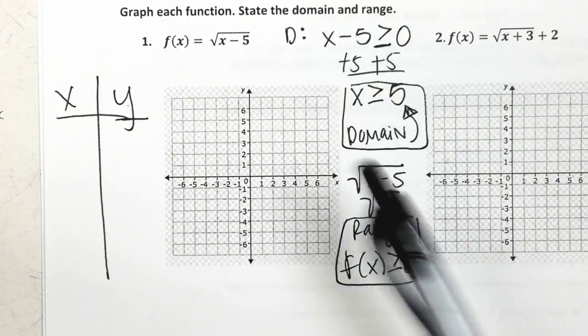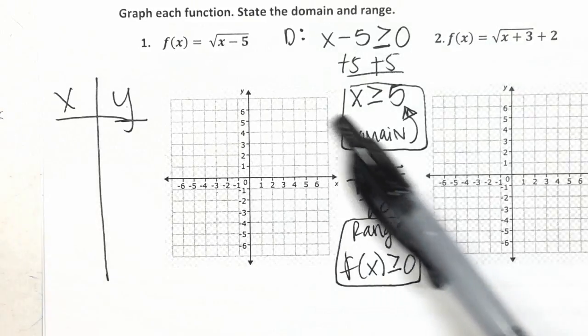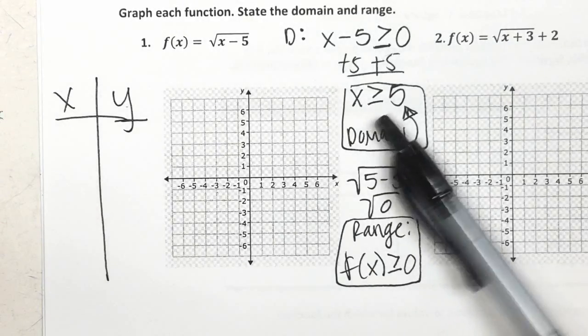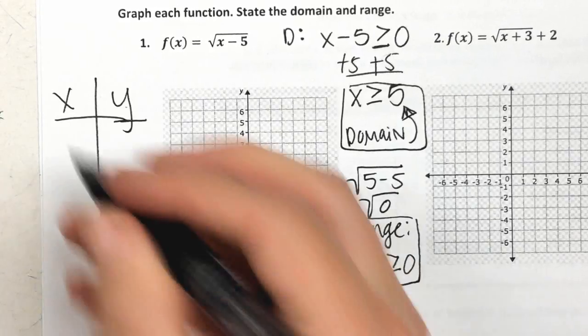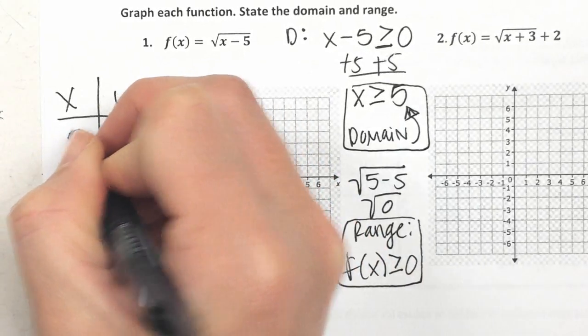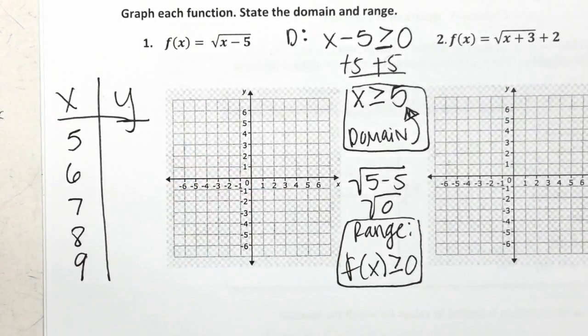Can we pick 0 for one of our x values? No. Why? It has to be greater than or equal to what? 5. Good. So why don't we start with that? We'll start with 5. What would the next number have to be? 7, 8. We'll go 5 numbers. And how would we find the y?